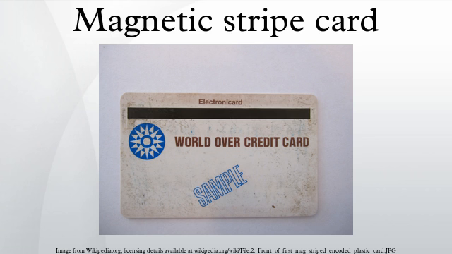Each track can either contain 7-bit alphanumeric characters, or 5-bit numeric characters. Track 1 standards were created by the airlines industry. Track 2 standards were created by the banking industry.